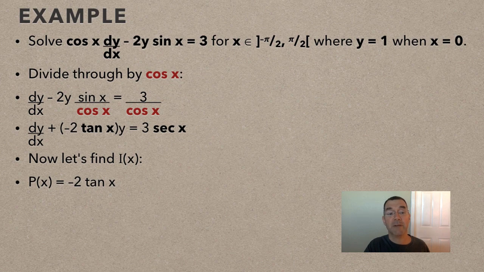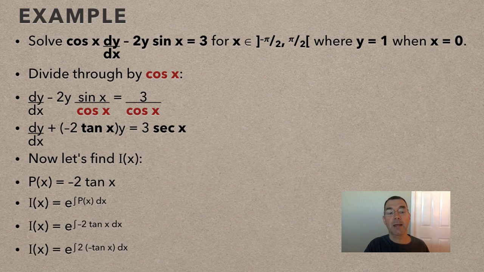I know that the p function that was in the equation, the thing that's being multiplied by y, is negative 2 tan x. So my integrating factor is going to be e to the antiderivative of that. It's going to be e to the antiderivative of negative 2 tan x dx. I'm going to move the negative so that it's right beside tan x because I know what the antiderivative of negative tan is. That is the natural log of the cosine of x.